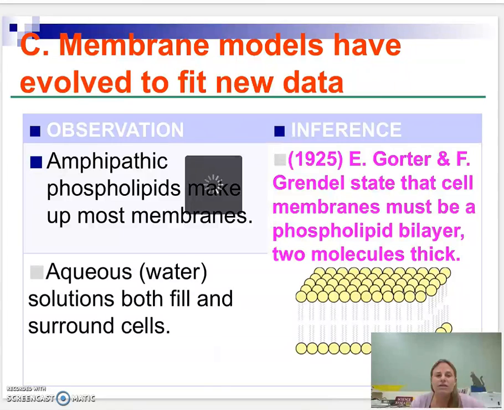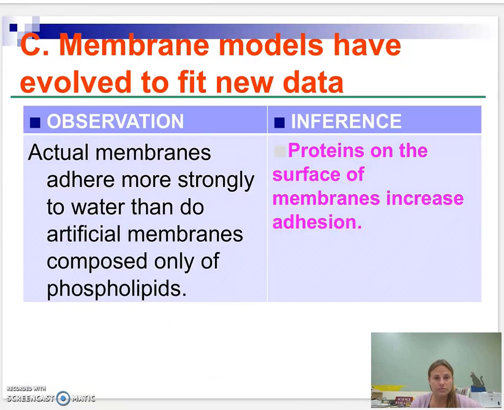In 1925, we discovered that the cell membrane is made up of amphipathic phospholipids, where the cell membrane must be a phospholipid bilayer that's 2 molecules thick, because water solutions both fill and surround cells. Actual membranes, though, adhere more strongly to water than do artificial membranes that are composed only of phospholipids, which led scientists to the inference that there are proteins on the surface of the membranes that increase adhesion.